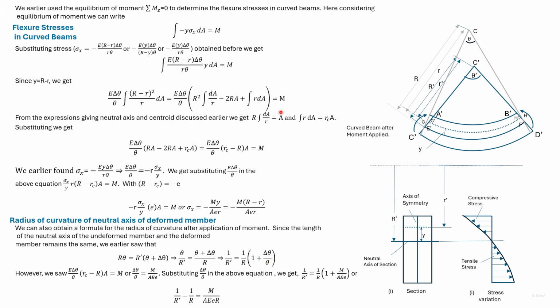Now, using this relation, we can find delta theta, or we can give delta theta by theta in terms of the moment. So delta theta by theta is equal to M divided by A into Young's modulus into e. Substituting, we get this expression. So given we know the moment applied and r, we can find out r dash.